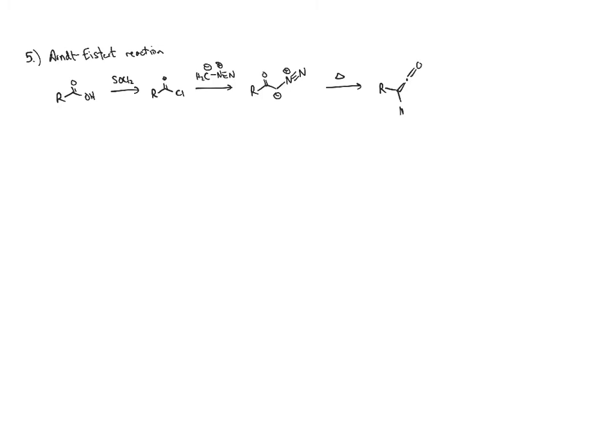Now if we then treat the ketene with water, we can generate what's known as the homologated carboxylic acid. If you look at the original starting carboxylic acid and the product carboxylic acid, you now have a CH2 embedded in between the R group and the carbonyl carbon. So it's like you're extending the chain in between the R group and the carbonyl carbon by one carbon.